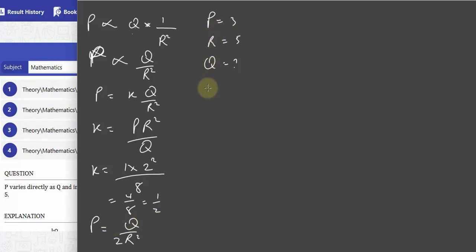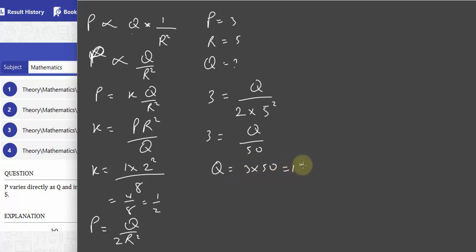So if you do that here, you're going to get 3 equals Q over 2 times R squared, which is 5 squared. Then if you solve for Q, 5 raised to power 2 is 25, times 2, that's 50. So if you cross multiply, Q equals 3 times 50, and that becomes 150. So Q equals 150. So this is how you solve for this question. So let's solve another question.